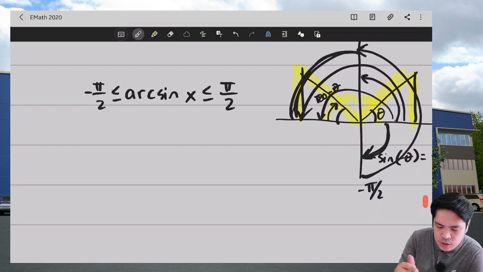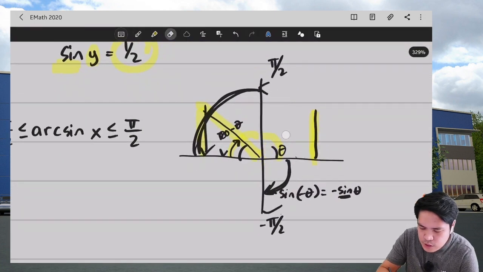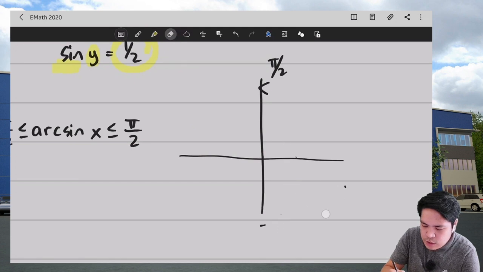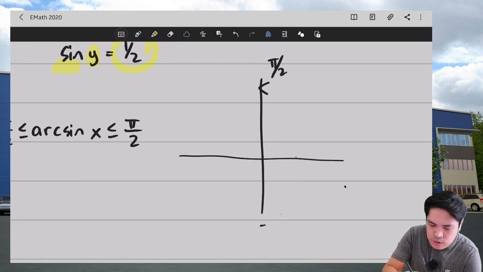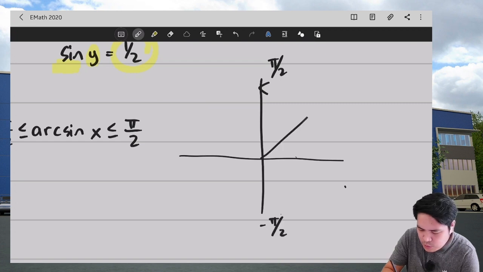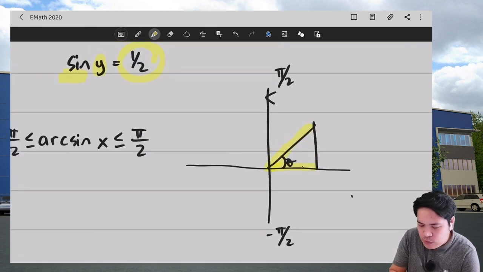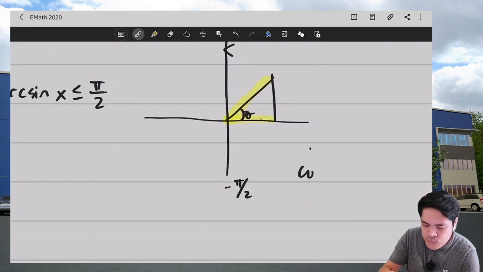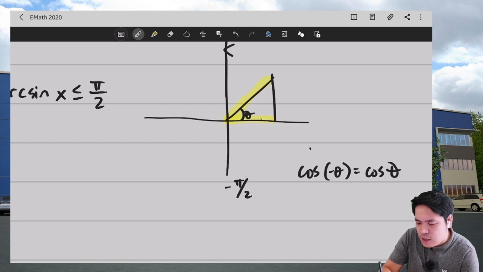Okay? Then, for cosine, let us illustrate. So, let me erase this. Remember that cosine is adjacent over hypotenuse, diba? So, sorry. This is pi over 2. So, if this is our theta, cosine is adjacent over hypotenuse. Okay? And kung ma-recall ninyo, yung cosine negative theta is just the same as cosine theta, negative angle identity.